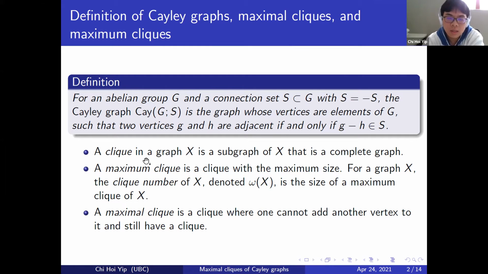A clique of a graph is just a subgraph that is a complete graph. A maximum clique is a clique with the maximum size. For a graph X, the clique number, denoted omega(X), is the size of a maximum clique of X. And a maximal clique is a clique which we cannot extend. So this is the basic terminology.